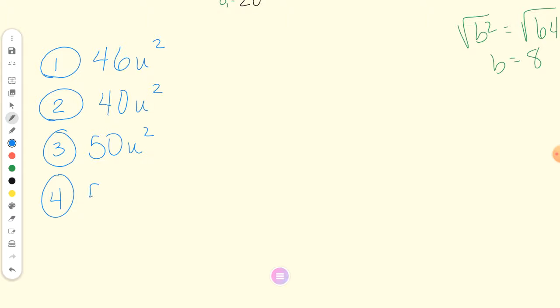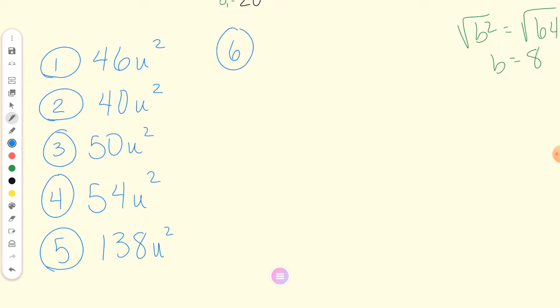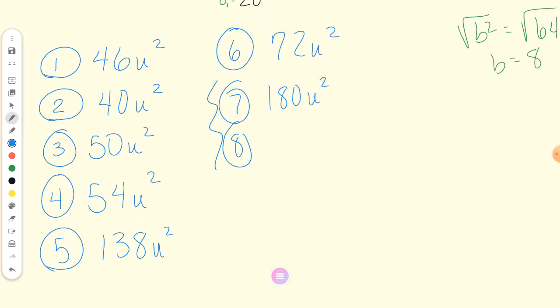Number 4, 54 units squared. Number 5, 138 units squared. Number 6, 72 units squared. 7 and 8, you didn't know how to do. I'll go ahead and give you the answers. 7 was 180, and 8 was 72. Number 9 is 36.